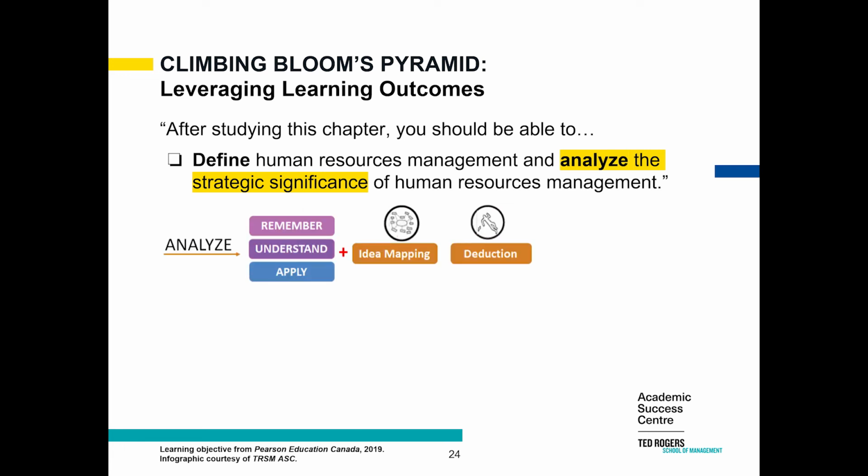Finally, to attain the level of analysis that's being asked of us, we would have to also mind map and deduce as part of our learning strategies toolkit. Our mind map may be comprised of the various strategic functions served by human resources management, anything from job analysis to recruitment and selection to retention and so on. Our deduction about the strategic significance of the human resource management function would be about reaching a logical conclusion for the information we have learned through the previous learning strategies.